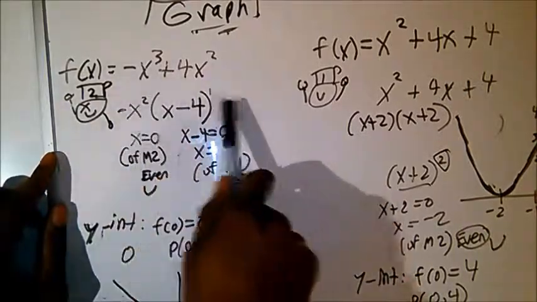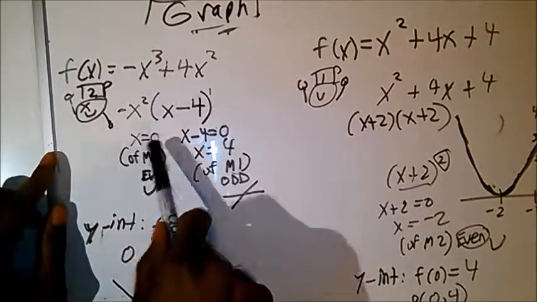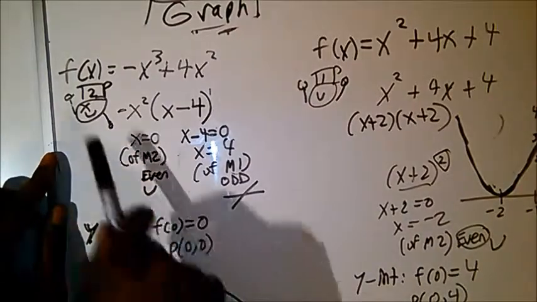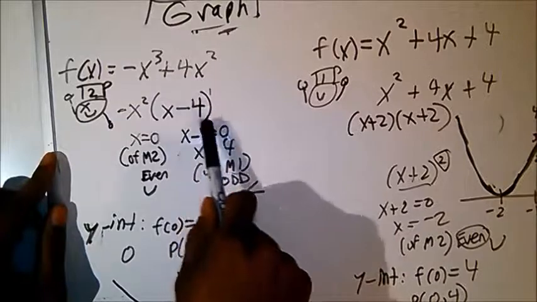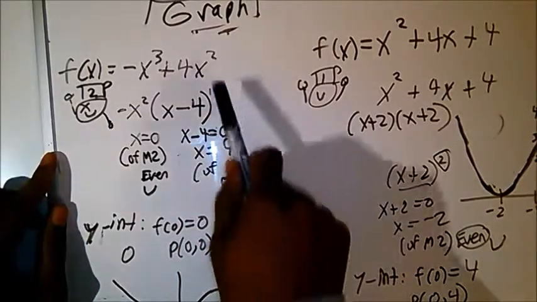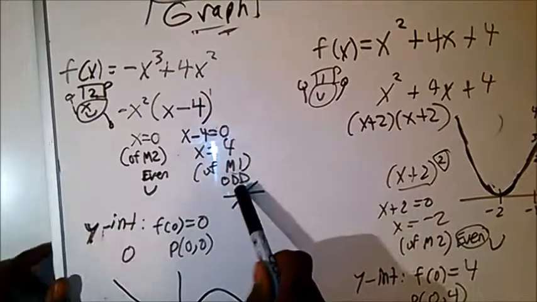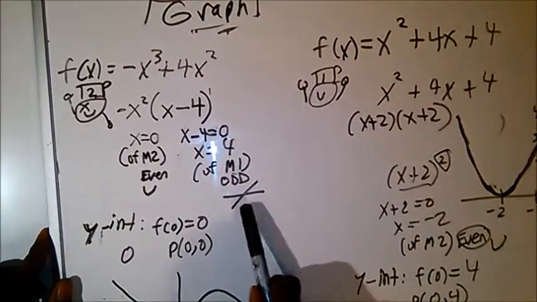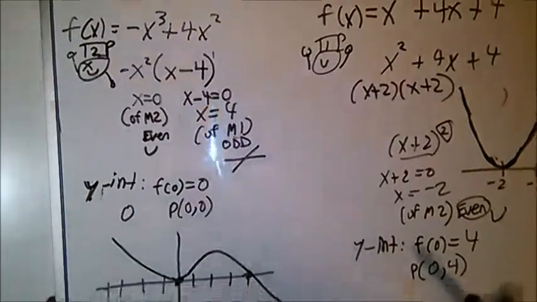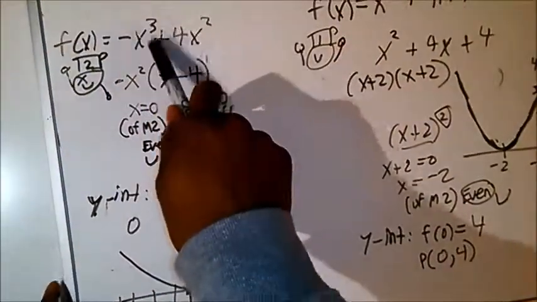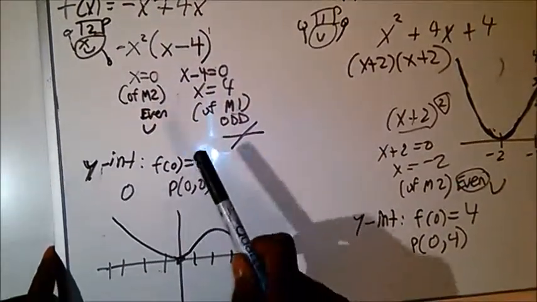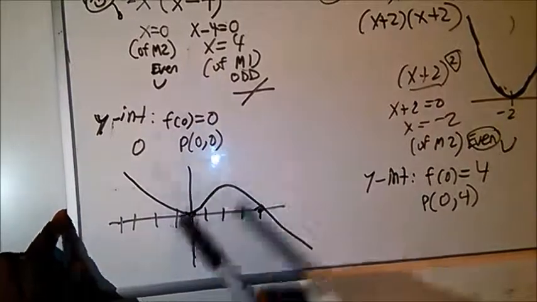You factor it to determine your multiplicities. You factor it, x will be equal to 0 of multiplicity 2, right? That's even. You put that in. You do the same thing for this one. Set equal to 0. X will be equal to 4 of multiplicity 1, right? And multiplicity 1 is odd, so it's going to cross over. So you have one odd, one even. And you find your y-intercept. If you change all these x's to 0, your y-intercept will be equal to 0, and the point will be 0, 0.